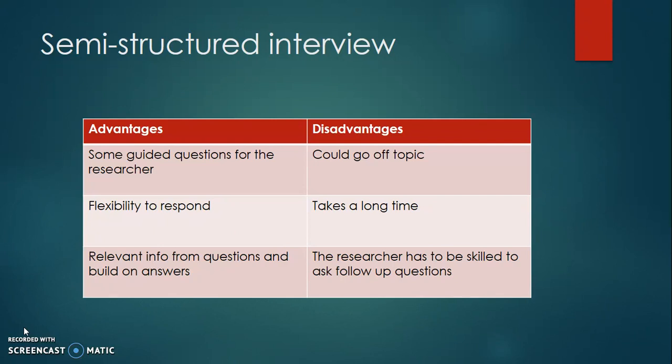Disadvantages: you could go off topic again, talking about random things. It takes a long time because you can talk about what you want. And the researcher has to be skilled to ask follow-up questions, so they have to know what specific questions to ask and how to probe to get the right answer they want from the interview.